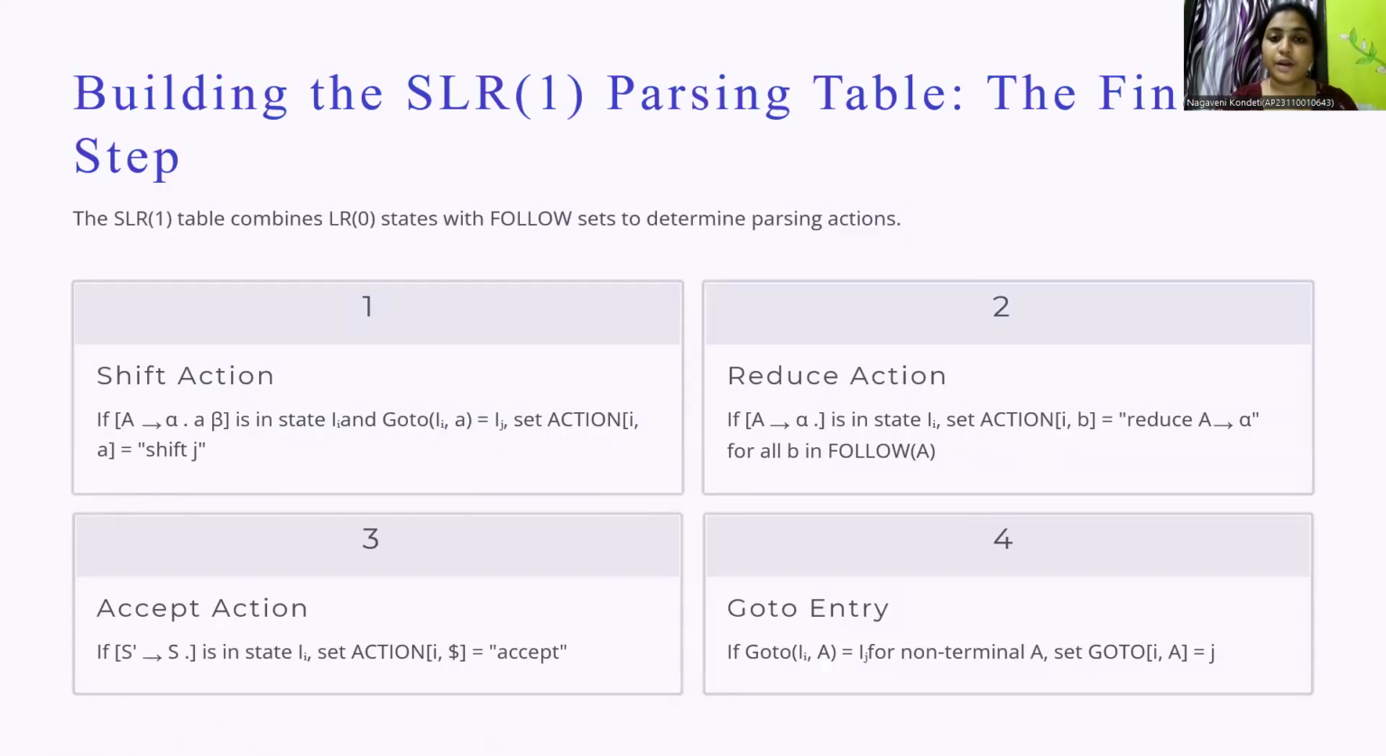Now we move to the most important part, which is building the SLR1 parsing table. The SLR1 table combines LR0 states with follow sets. There are four actions. Shift means move to the next state. Reduce means apply a rule when the dot is at the end. Accept means parsing is successful. Goto means transitions on non-terminals. These actions form the parsing table.